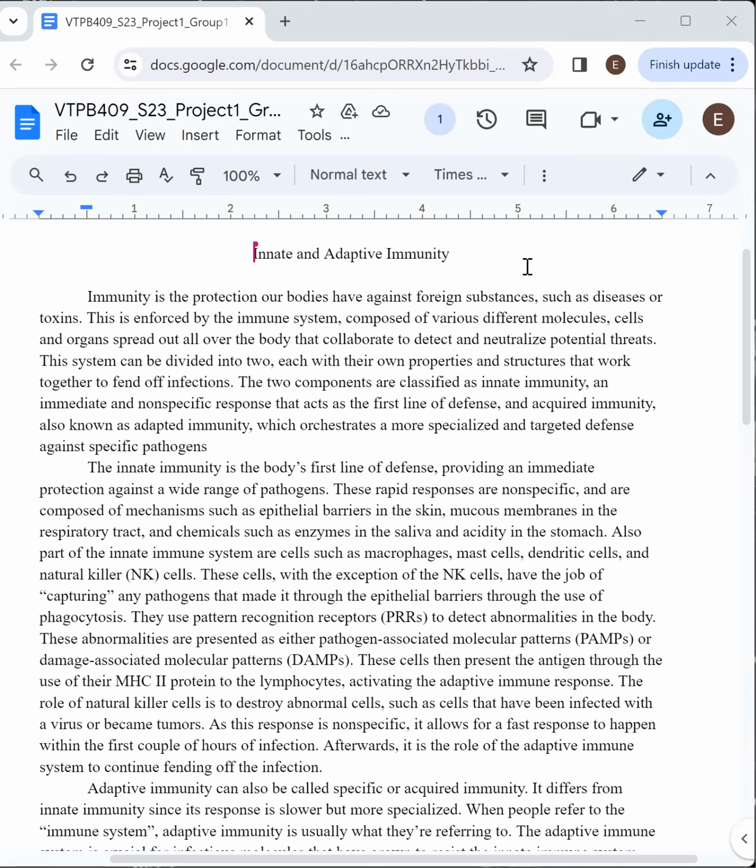The system can be divided into two, each with their own properties and structures that work together to fend off infections. The two components are classified as innate immunity, an immediate and nonspecific response that acts as a first line of defense, and acquired immunity, also known as adaptive immunity, which orchestrates a more specialized and targeted defense against specific pathogens.